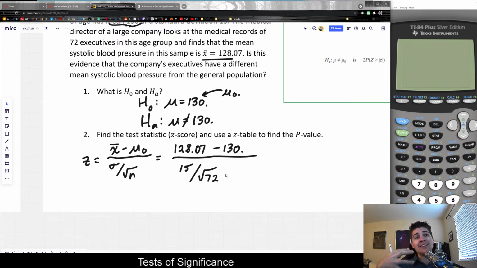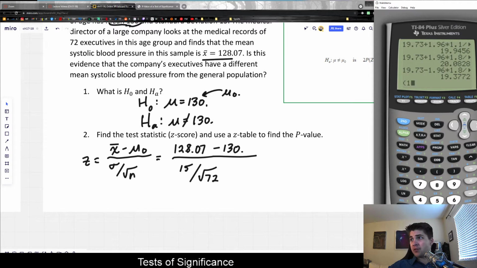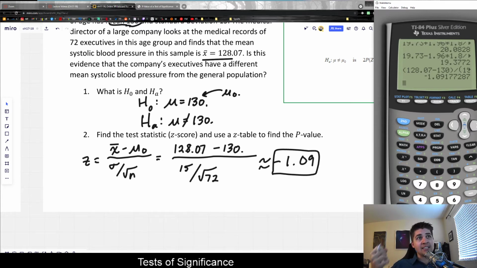Basically, it's much like a z-score, and we interpret that value exactly like we interpret a z-score. From there, we can look it up in Table A to figure out the related cumulative probabilities, like we did in Chapter 3. But before we do that, let's calculate what this gets us. So (128.07 minus 130), then I'm dividing by the standard deviation of the sampling distribution, which is 15 divided by the square root of 72. This functions very much like a z-score. I get a value of approximately negative 1.09, which we call our test statistic for the significance test.